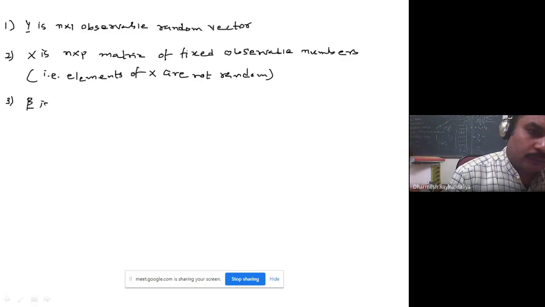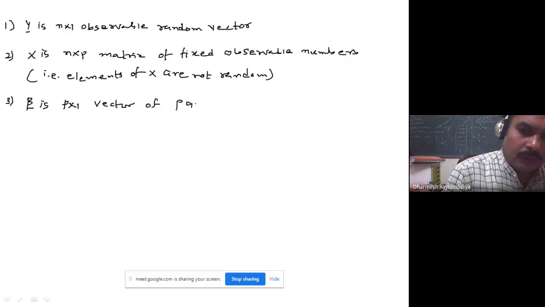Beta is a p cross 1 vector of parameters. Of course, when you say parameters, they are unknown but fixed, defined in the parametric space omega.